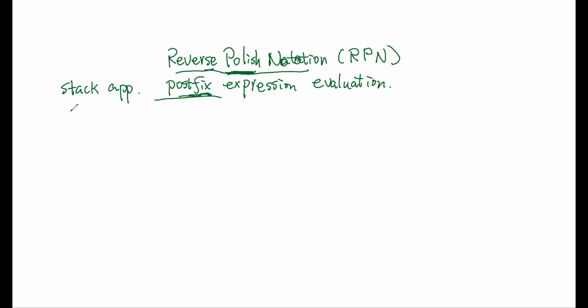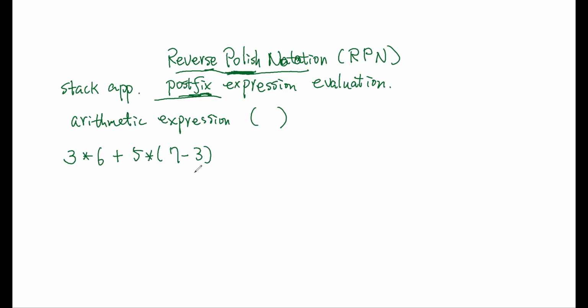So that's regarding postfix. And then the regular arithmetic expression, with parentheses. Because parentheses give you the preference of when you do the evaluation. Something like 3 times 6, then plus 5 times 7 minus 3, this kind of expression. It's an arithmetic expression. We are all quite familiar with it.